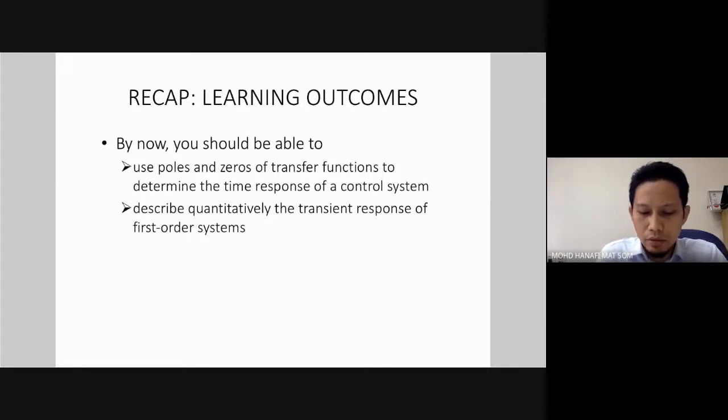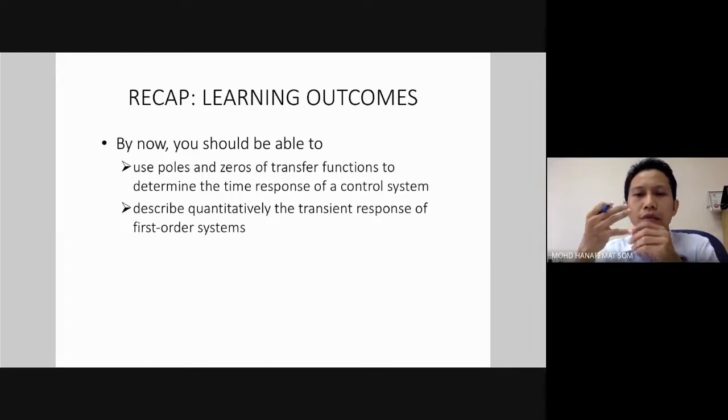Okay, so to recap, by now you should be able to define the poles and zeros of the transfer function given for the time response of a control system. And you will be able to describe quantitatively the transient response of the first order system. When we talk about the transient response of the first order system, you must relate to three characteristics: the time constant, the rise time, as well as the settling time.